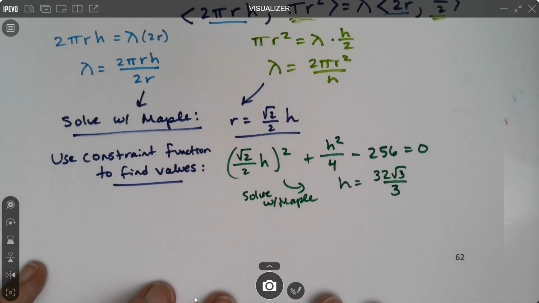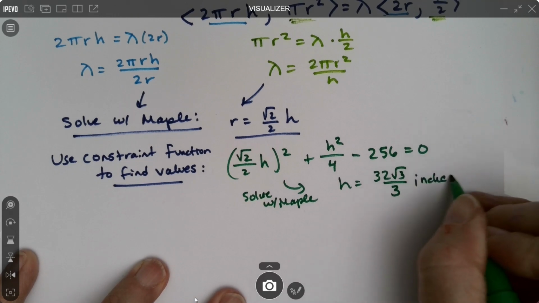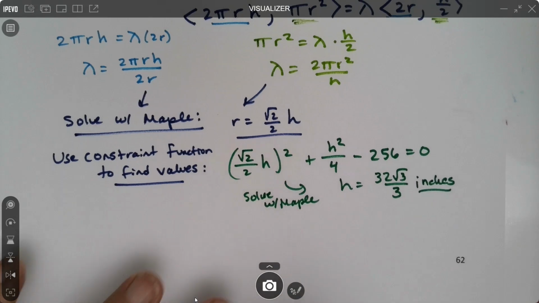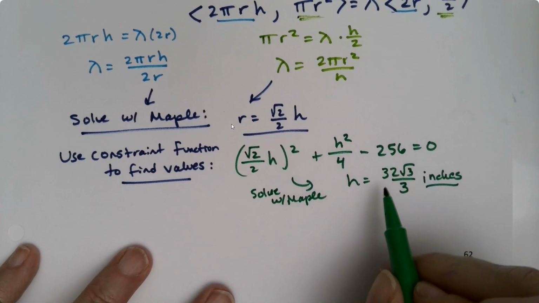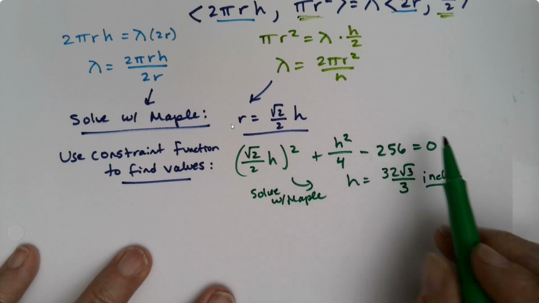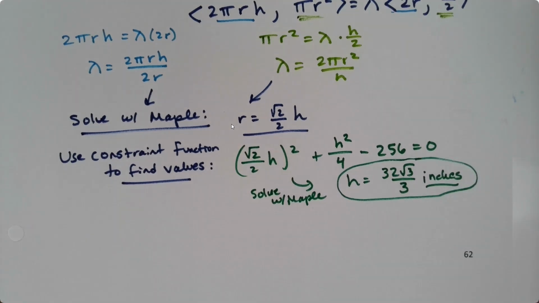I didn't give any units, so let's pretend this was inches, just for example. It could be centimeters, it could be whatever. So the height is 32 square root of 3 over 3. We know one of the values, all we need is the radius, and we're good.